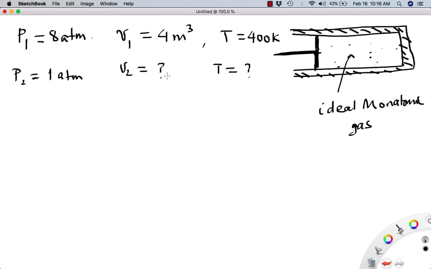So we want to find these unknown quantities, as well as we want to find work. Here it's asking for the total work, not the specific work. So total work done by the gas. In this case it's expanding, so the work is done by the gas. And we also want to find the change in internal energy of the system, of the gas.